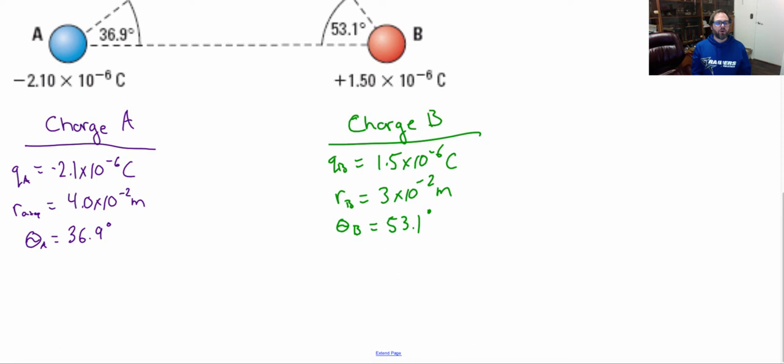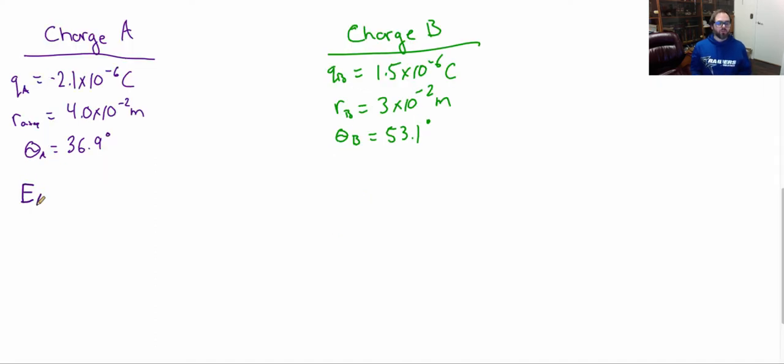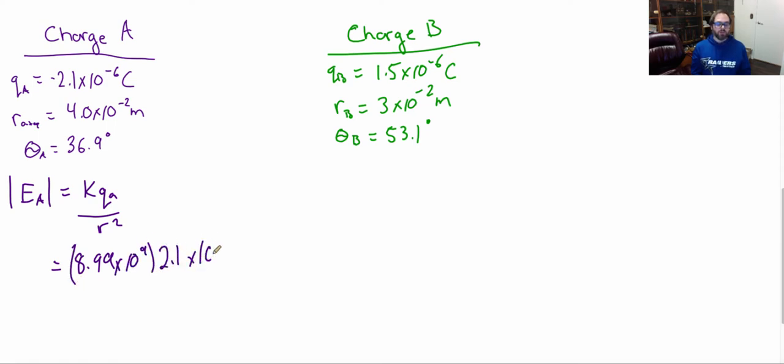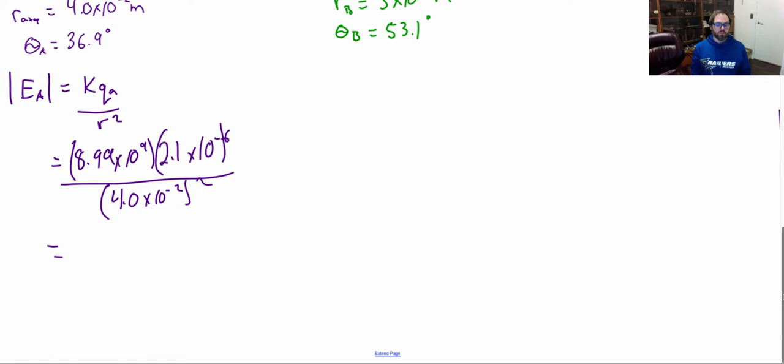So now let's try and figure out what is the magnitude of the electric field vector for charge A at point P. So we know the electric field for A is equal to Coulomb's constant multiplied by the charge of A divided by the radius of A to P squared. That's going to give me 8.99 times 10 to the 9 multiplied by 2.1 times 10 to the negative 6, all divided by 4.0 times 10 to the negative 2, and we have to square that, which ends up giving me 1.18 times 10 to the 7 newtons per coulomb.